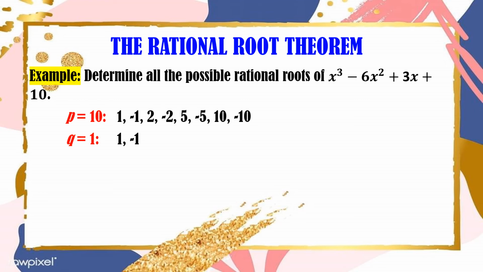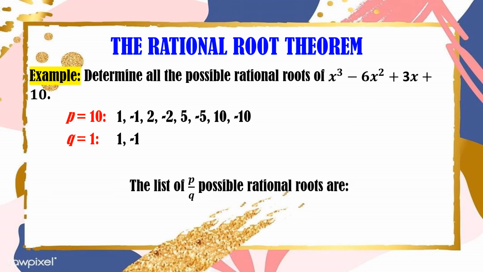So from those factors of p and q, we're going to combine them so that we can have the list of p over q possible rational roots. The list of possible rational roots is 1, negative 1, 2, negative 2, 5, negative 5, 10, and negative 10. It is the combination of the possible factors of p, which is equal to 10, and q, which is equal to 1.